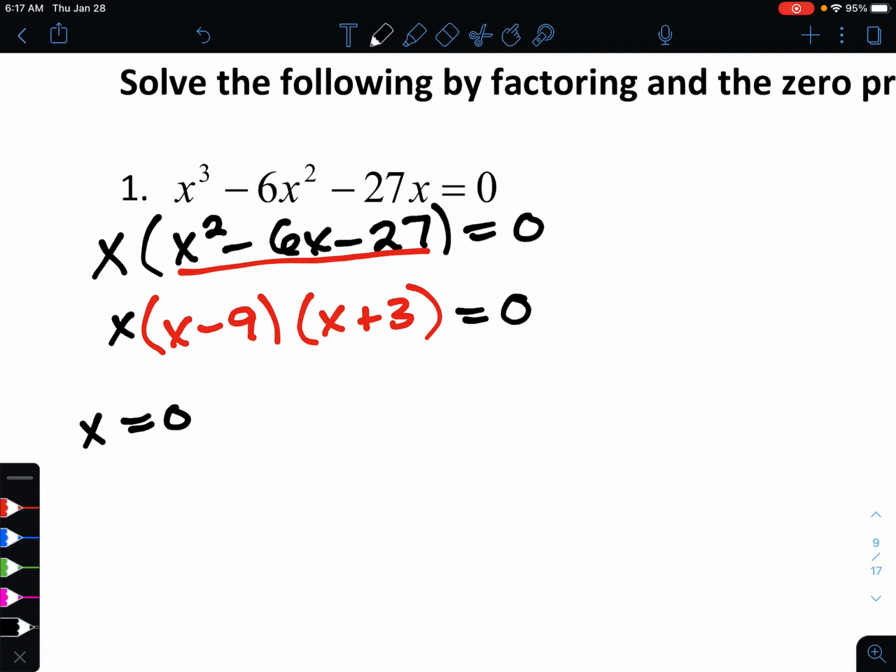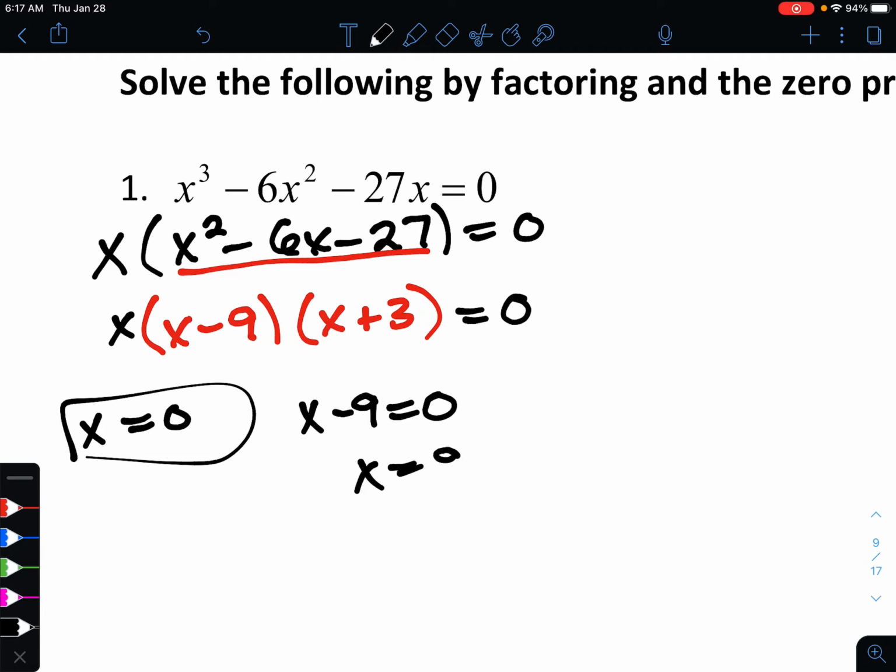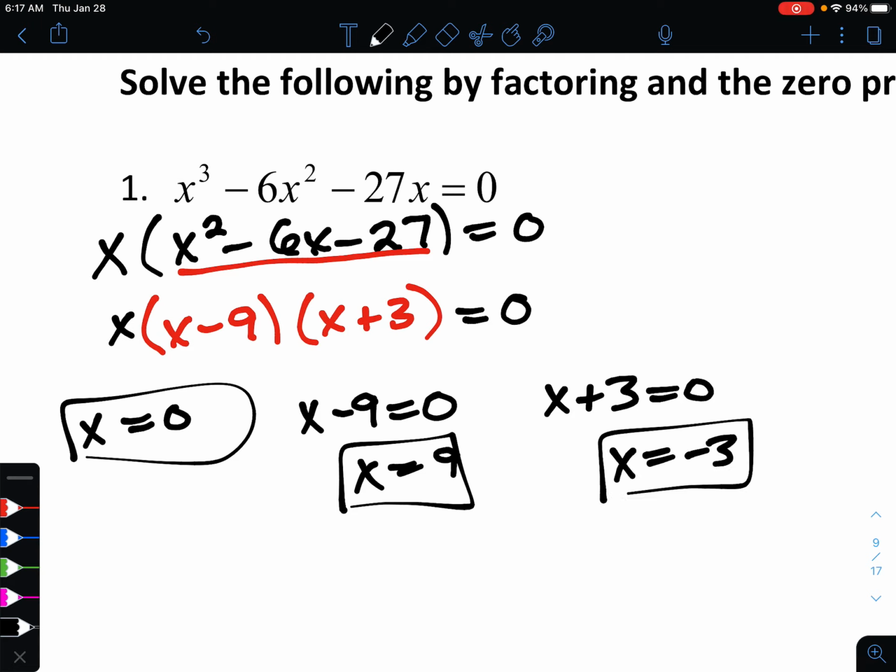So for the first factor, you set x equal to 0, and in fact, that's already one solution. For the next, you set x minus 9 equal to 0, and so to solve, just add by 9. And for the third factor, x plus 3 equals 0, so subtract 3, and you'll get that x is equal to negative 3.